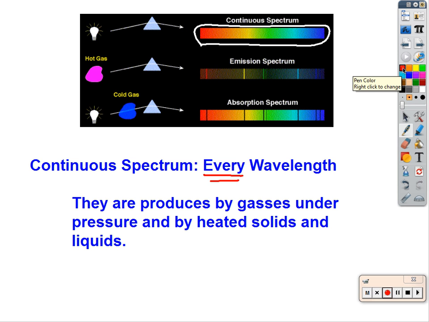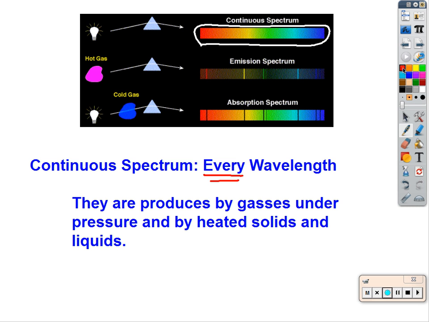They are produced by gases that are under pressure or solids and liquids when they're heated. Think about a light bulb, as in the picture above. It's got a solid filament in it. When that solid filament is heated, it produces a continuous spectrum of light.